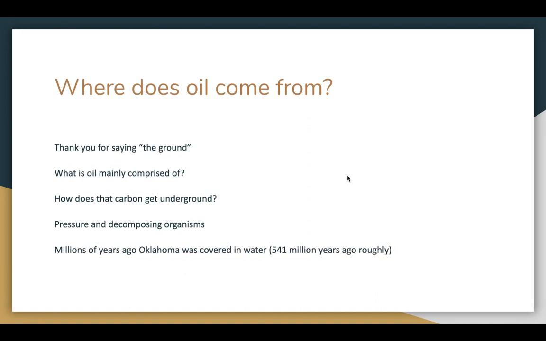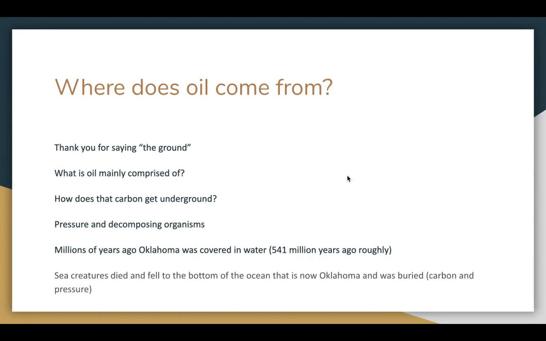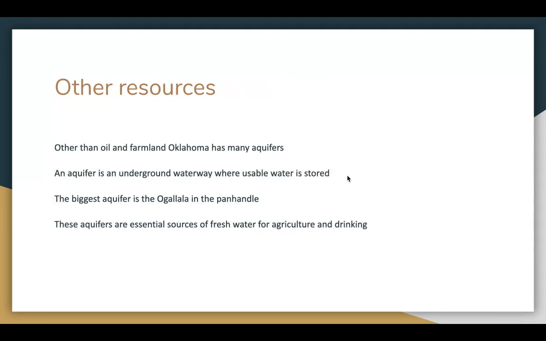So millions of years ago, the state of Oklahoma, particularly where a lot of oil is located, and Texas, was underwater. And the water that was covering the state had organisms that lived there. When they died, they sank. And when they fell to the bottom of the ocean, they were buried, and then carbon and pressure creates this oil. So this is kind of how oil comes to be all over the world, but in Oklahoma especially.